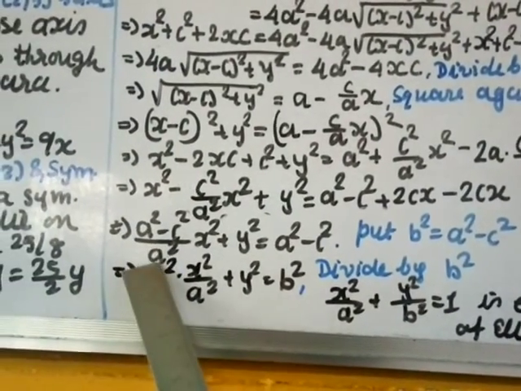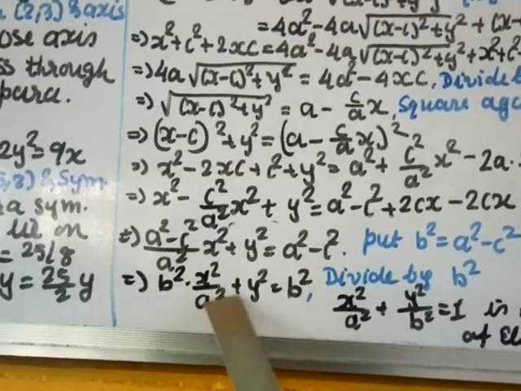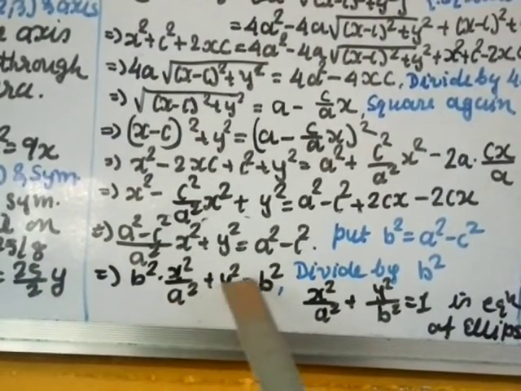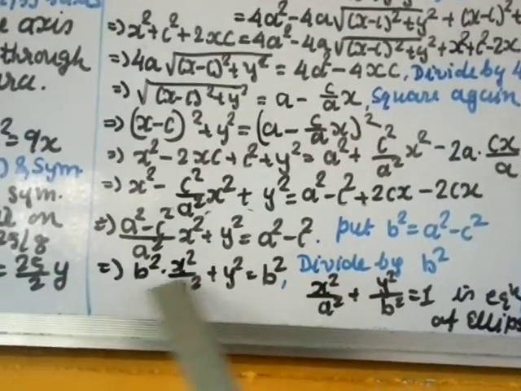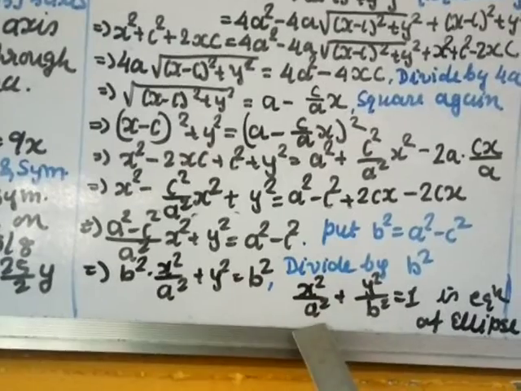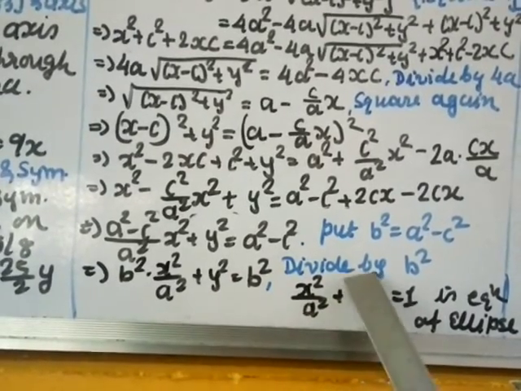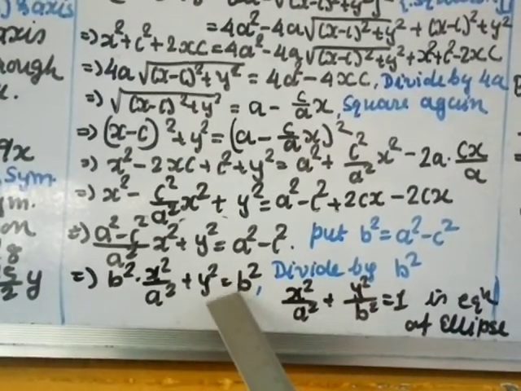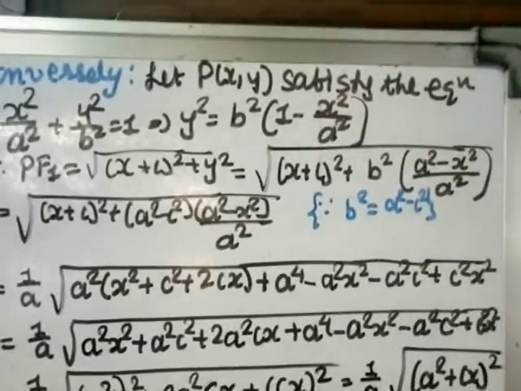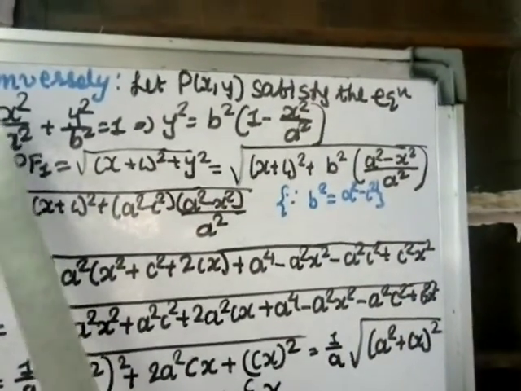So I put here b square, this x square by a square here plus y square, and this also is b square, right? Now divide each term by b square. So when you divide here, b square will cut, here remains x square by a square, plus when you divide here, y square by b square equal to b square by b square gives you 1, and this is the equation of the ellipse. Conversely, let P(x, y) satisfy the equation x square by a square plus y square by b square is equal to 1.